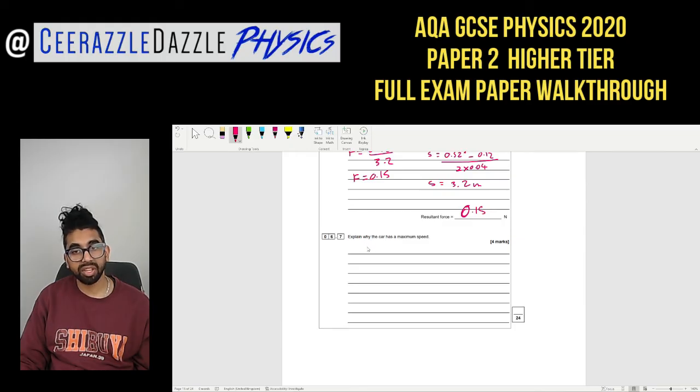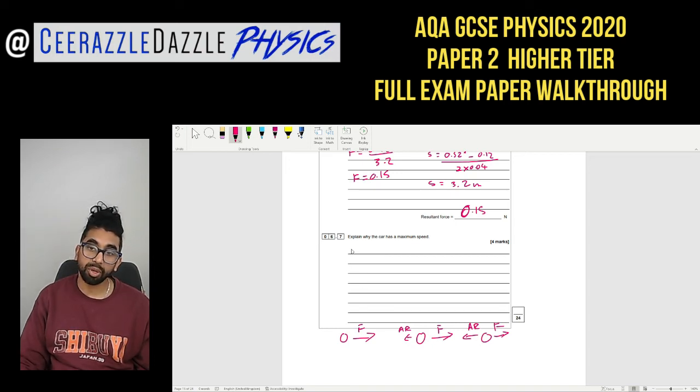6.7, explain why the car has a maximum speed. Well, don't forget, the car obviously is moving in this direction at the start, but as it keeps moving, what happens is the air resistance starts to build up. Yes, so don't forget there's a driving force at the start, then as time goes on, the air resistance starts to build up. Eventually the air resistance will be equal to the force, so the force and the air resistance are going to be the same over here.